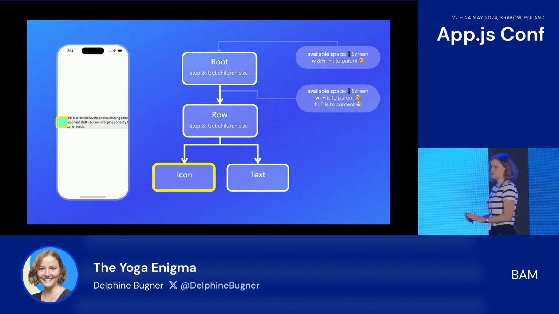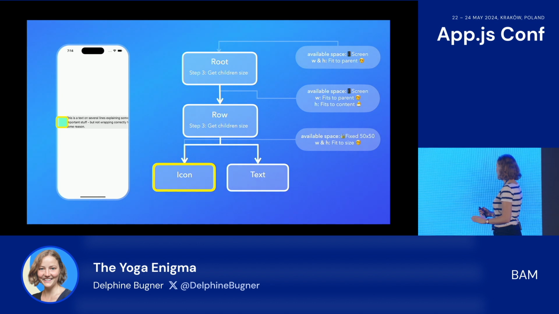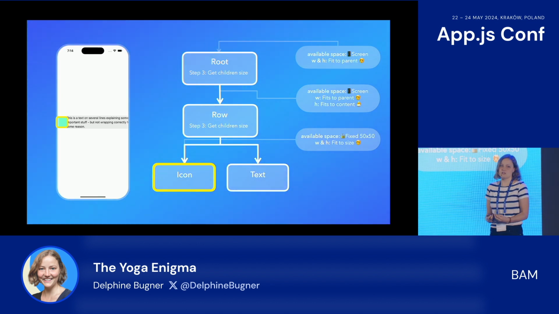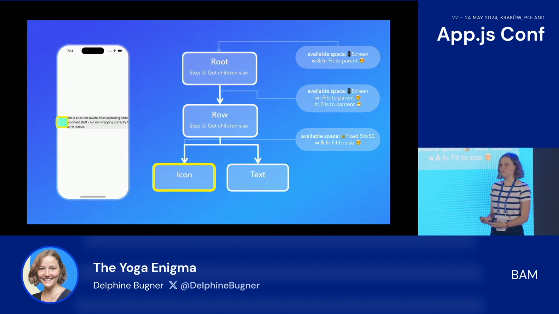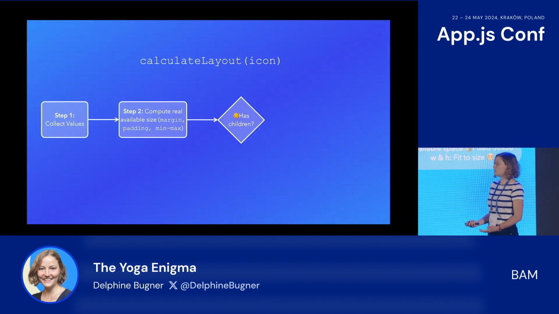The icon is a bit different. It's a fixed view size. So here, the available space is basically the one given by the style properties. And for the behavior, we just have to fit to it.